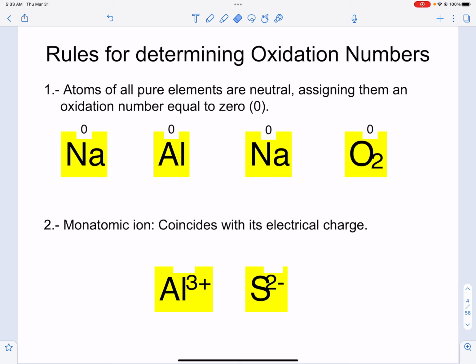Rule number two: if you have an ion, the oxidation number is the same as the charge. But notice that we write it different. The oxidation numbers begin with the symbol and follows with the number. The charge is the number followed by the symbol. So any cation, any anion, the oxidation number is going to be the same as the charge that it carries. So two rules so far. Element by itself, zero. Any ion, the same as the charge.